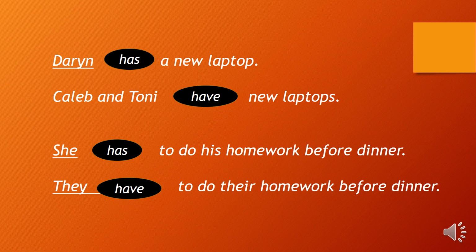And then the next one, she has to do her homework before dinner. Our subject here is she, and that is singular. Therefore, we will be using has. And the last one, they have to do their homework before dinner. So the subject here is the pronoun they, and that is plural. Therefore, we will use the plural form of the verb have.